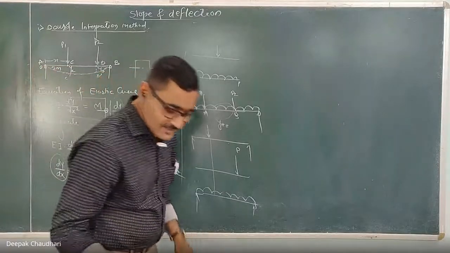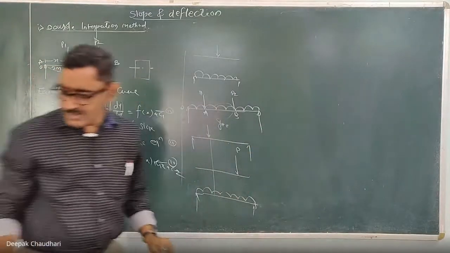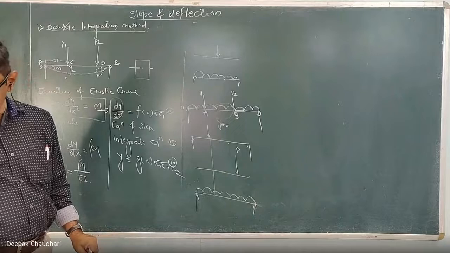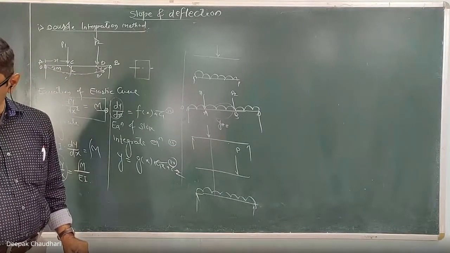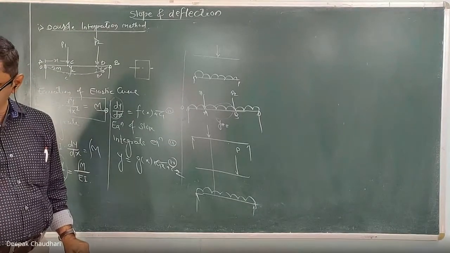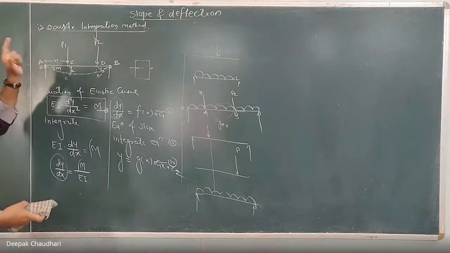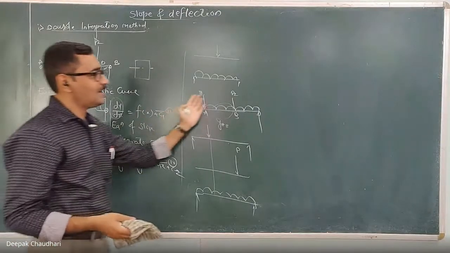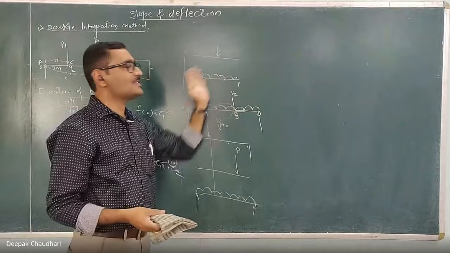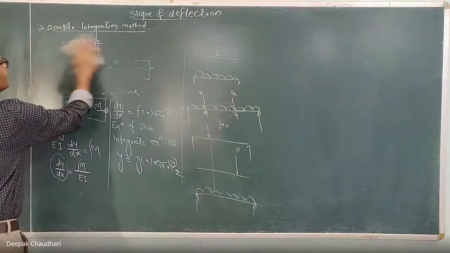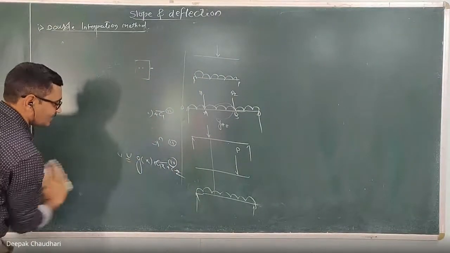Now I'll show you one simple example of how we can calculate the slope and deflection by using the double integration method. Now this becomes a very lengthy sum, so I'm going to consider a simple sum to calculate the slope and deflection.